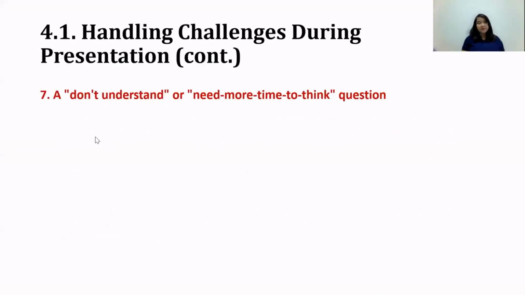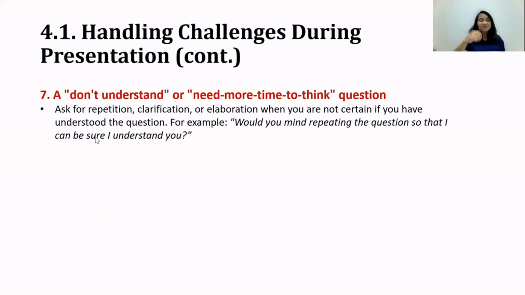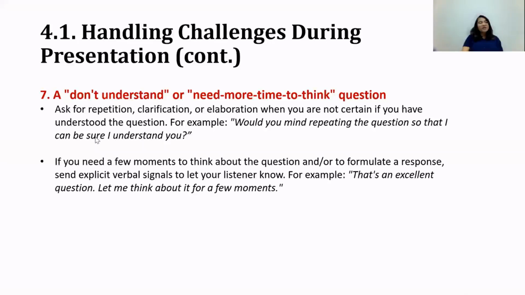Number 7, a don't understand or need more time to think question. This is going to be the last type of questions that may occur in a Q&A in our presentation. Ask for repetition, clarification, or elaboration when you are not certain if you have understood the question. For example, would you mind repeating the question so that I can be sure I understand you? So if you think that you need more time to find out the answer, that's okay to ask for clarification or the elaboration from the questioner. That will give you time to think.